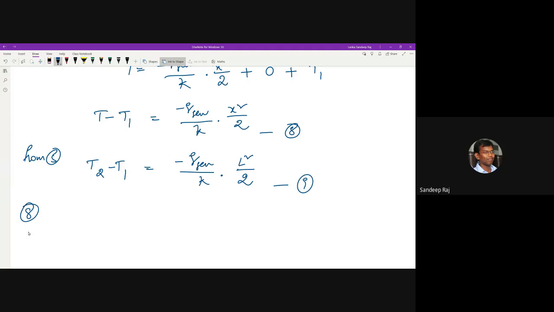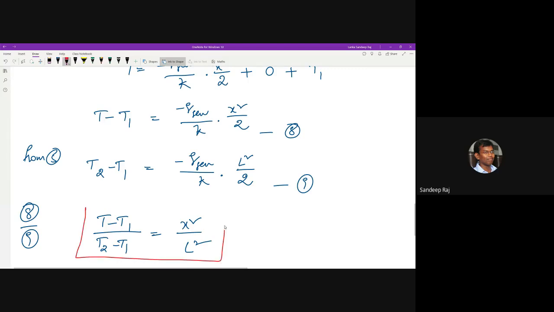Now what I'll do is, I'll do 8 by 9. That is, I'll divide both things. So what I get is T minus T1 by T2 minus T1 is equal to, the whole thing will get cancelled in the numerator and the denominator. What I'm left with is x square by L square. So this is how your equation will turn out to be.